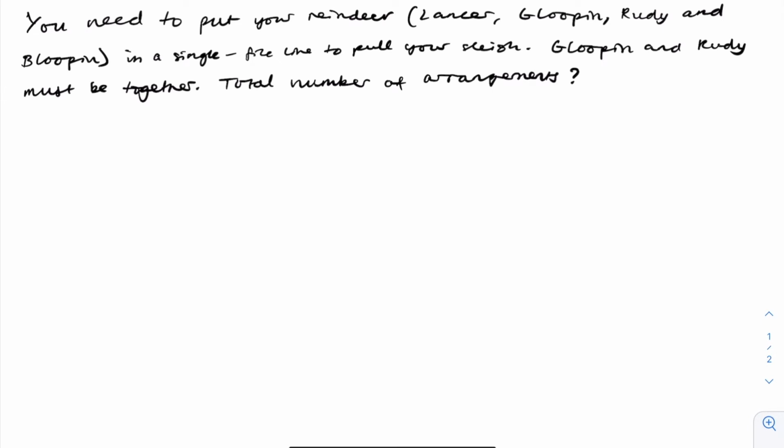You need to put your reindeer, Lancer, Glupin, Rudy, and Bluepin in a single file line to pull your sleigh. Glupin and Rudy must be together. What are the total number of arrangements?